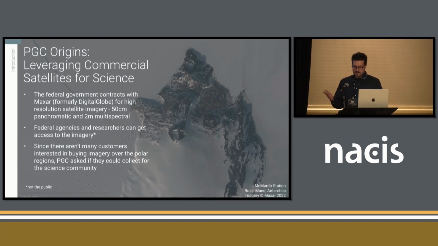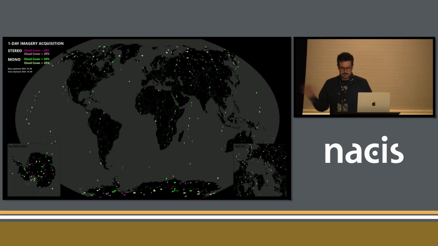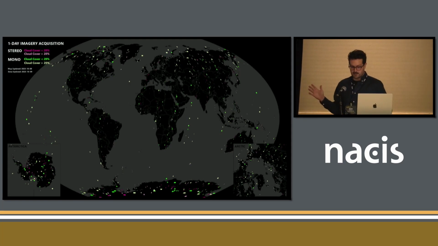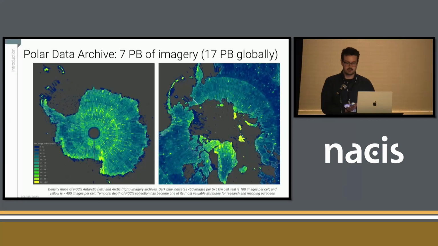So Maxar had these amazing satellites orbiting Earth, but since there aren't many customers buying imagery over Antarctica or Greenland, PGC asked if they could turn on the sensors over the poles and let us use that data for science. This is an image of a single day of collections from the Maxar constellation from this past Monday. You can ignore the colors for now, but if you look at these vertical tracks, you can see the satellites have polar orbits. In fact, they go over the poles every 90 minutes or so. And luckily for us, Maxar turned on the sensors. So that means a lot of imagery over the poles for PGC and the polar science community.